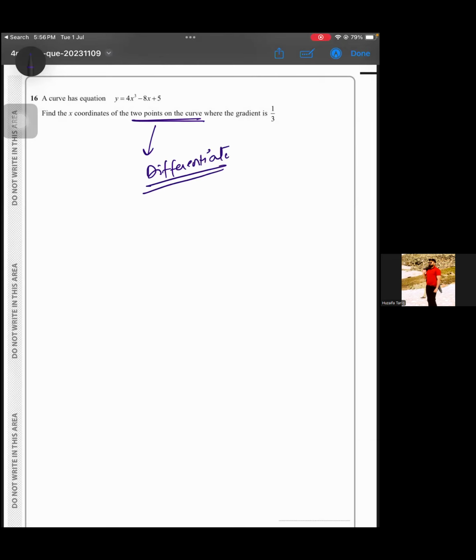If they ask you about the equation of a line and they want you to find the gradient of the line, then you have to use the formula of y2 minus y1 over x2 minus x1. But in case they ask you about the gradient of a curve or the equation of a curve, the first thing which comes to your mind is to differentiate the given cubic equation. So y prime equals 12x square minus 8, and then y prime is basically your gradient.